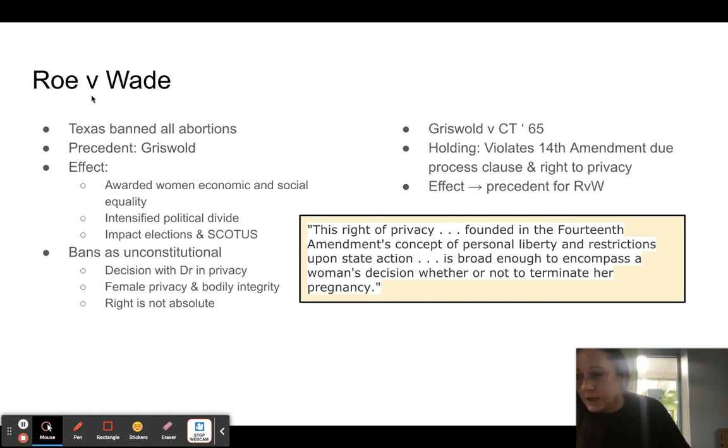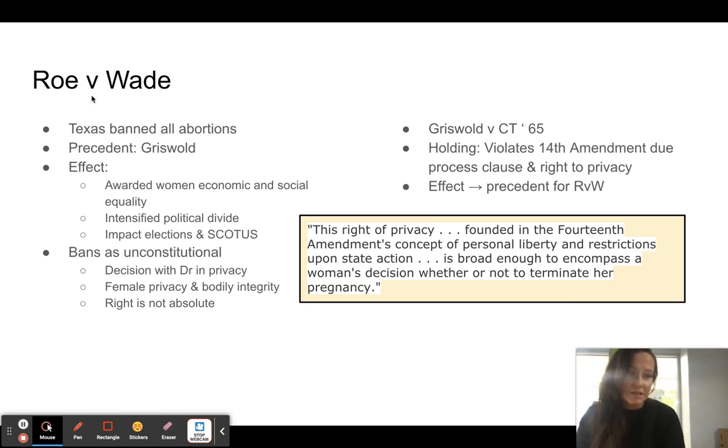And in Griswold, it was actually a Connecticut law that banned drugs or measures or advice that prevents conception. So no contraception. Doctors could not even help their patients with this. So two people from Planned Parenthood got advice. They were a married couple and they were arrested. And the holding was that this violated the 14th Amendment due to the due process clause and the right of privacy.